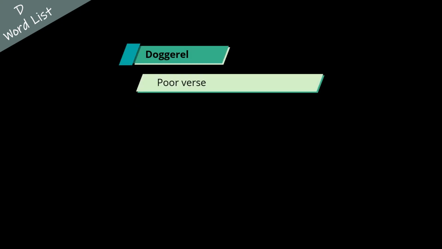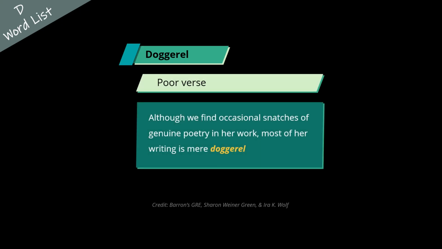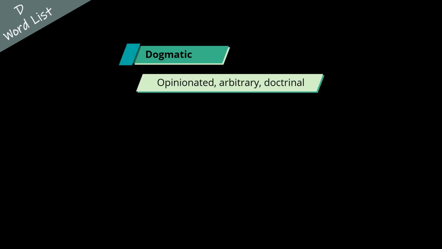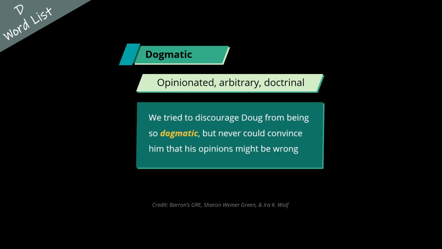Doggerel means poor verse. For example, although we find occasional snatches of genuine poetry in her work, most of her writing is mere doggerel. Dogmatic means opinionated, arbitrary, doctrinal. For example, we tried to discourage Doug from being so dogmatic, but never could convince him that his opinions might be wrong.